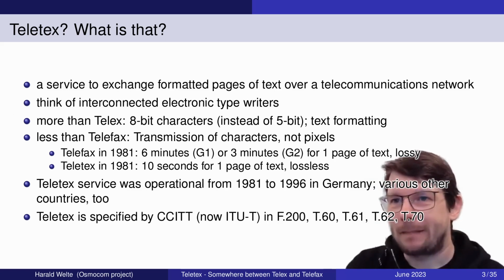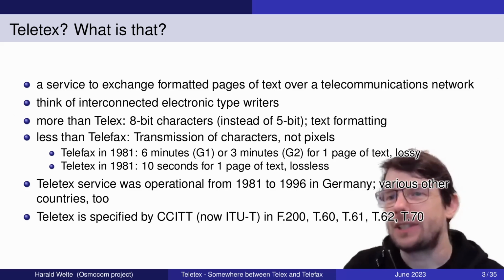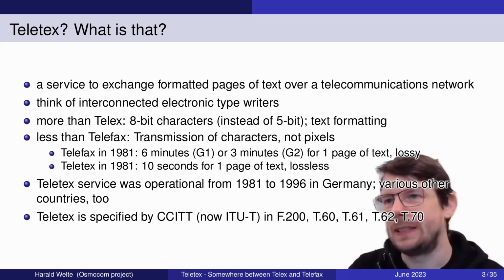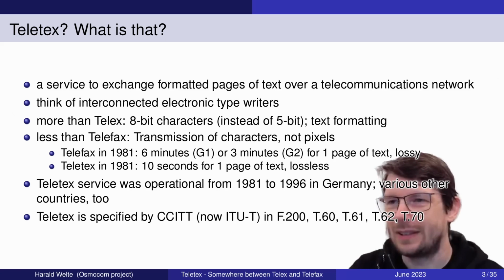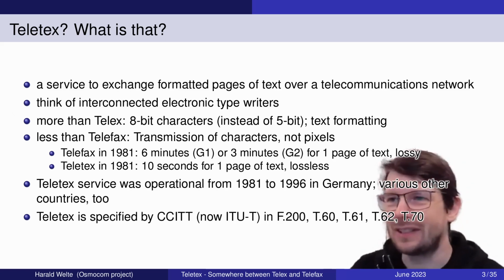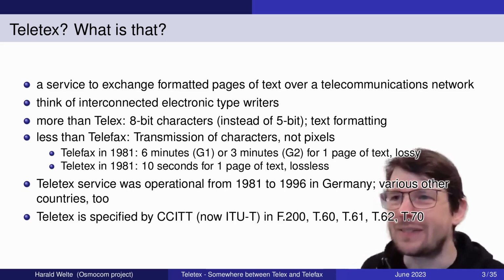So the Teletex service was operational in Germany from 1981 to 1996. It was also operational in various other countries. We will look at that. The specification was done by CCITT, which is now called ITU-T. And the spec numbers are given there. The F.200 is the general overview. The T.61 is the character set. T.62 is the session and document layer, and T.70 is the transport layer. Don't recall what T.60 was off the top of my head.